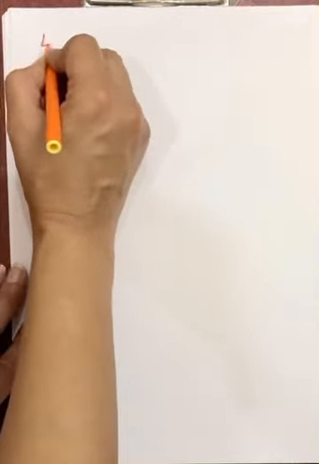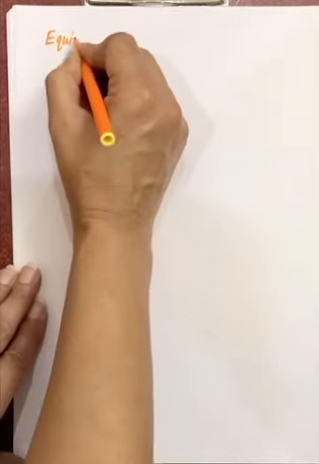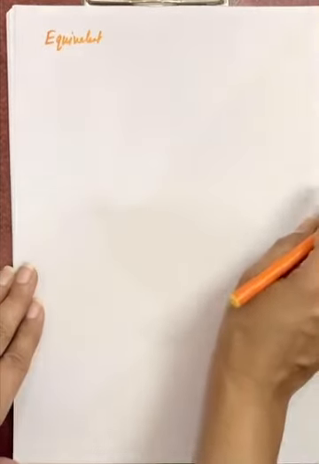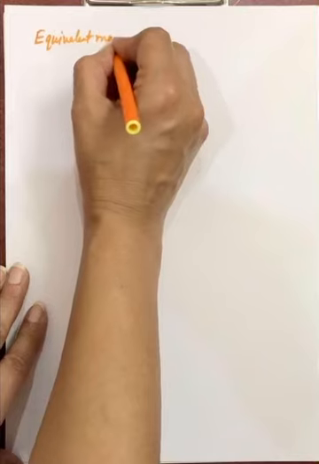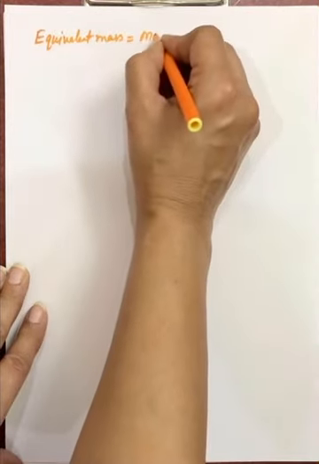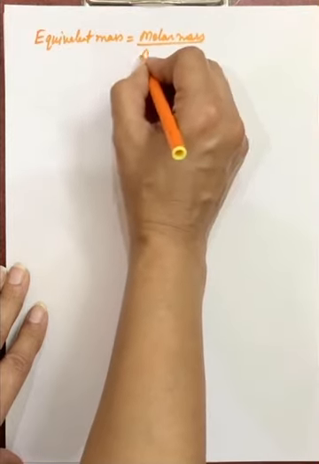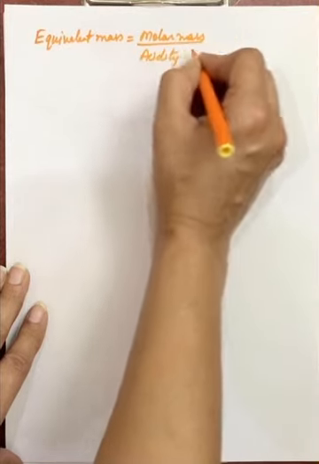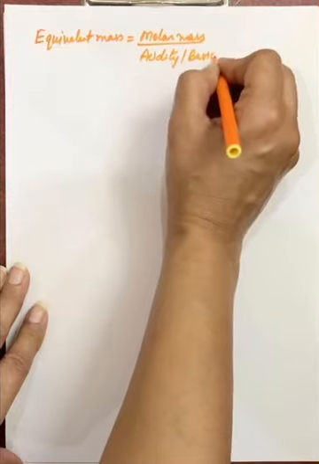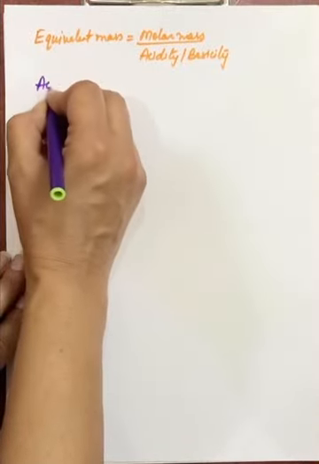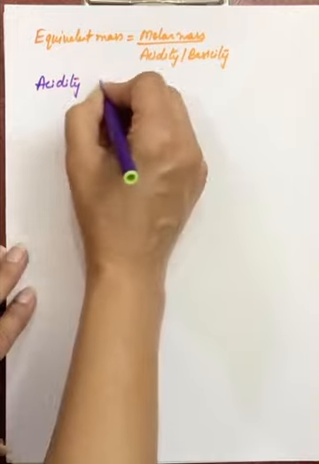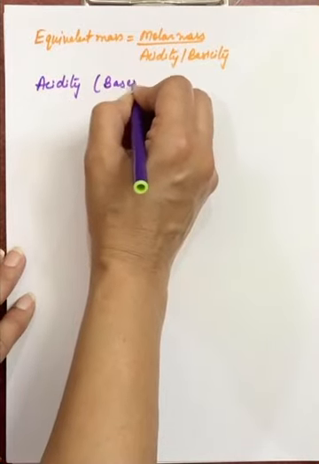Coming to equivalent mass now. Equivalent mass is equal to molar mass divided by acidity or basicity. Now the question here is, what is acidity and basicity? Acidity is for the bases. Acidity we use for the bases.